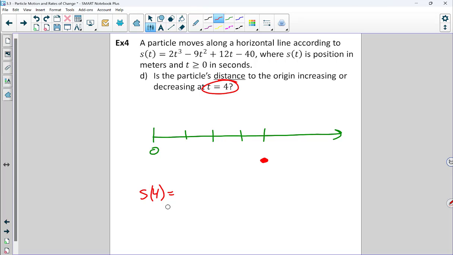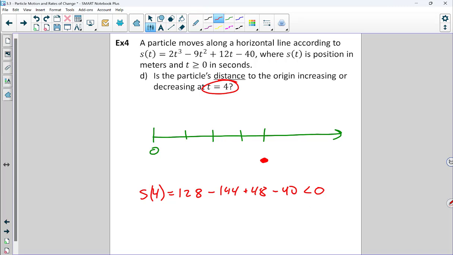I know that 4 cubed, that's 64 times 2, that's 128. Minus 4 squared, that's 16. 16 times 9, that's 144. So right now I'm at a negative value. 12 times 4, that's 48. I know these two numbers added together are going to be more than 144. Minus 40, so if I think of these two numbers, that's just going to be 8. Added to 128, that's not going to be bigger than 144. So I know that S of 4 is negative.